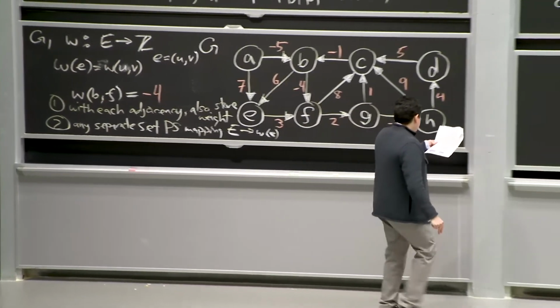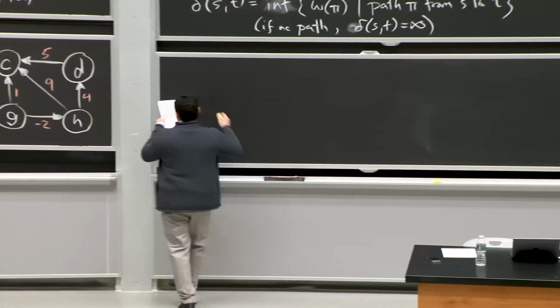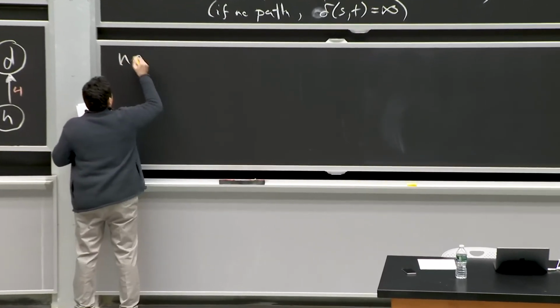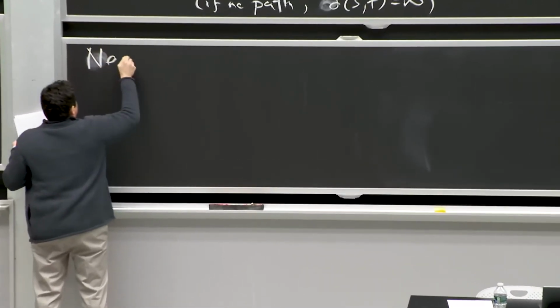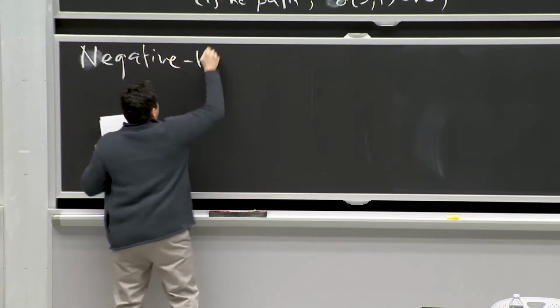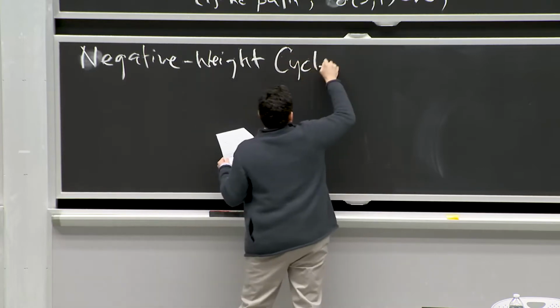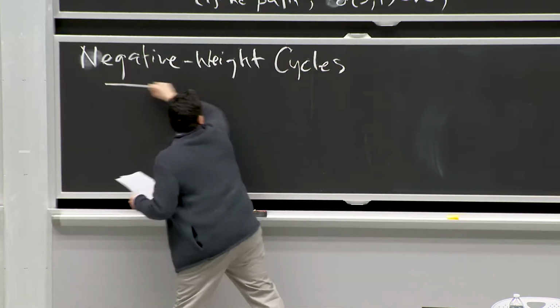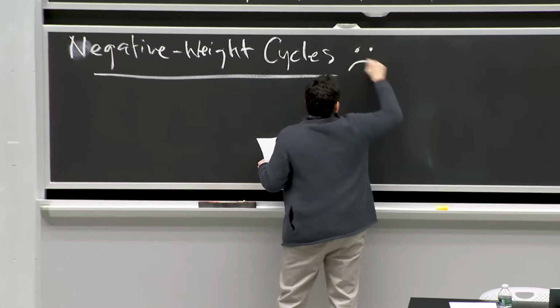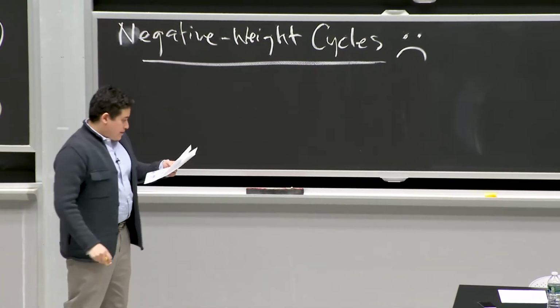So the problem here is that we could have negative weight cycles. It's a problem. Okay?